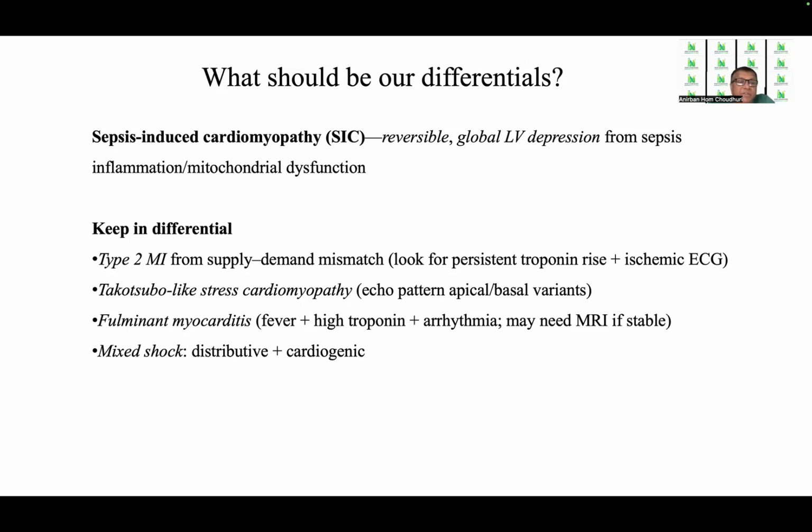But we also keep in the differential other conditions like type 2 MI from supply-demand mismatch, if there is a persistent troponin rise along with ischemic changes in the ECG. We look for Takotsubo-like stress myopathy as a differential if there is an echo pattern in the apical and the basal variants. We consider fulminant myocarditis as a differential if there is fever along with high troponin along with arrhythmias. This may even require an MRI if the patient is stabilized. And in case of mixed shock, again, as I told you, there are features of both distributive and cardiogenic shock.